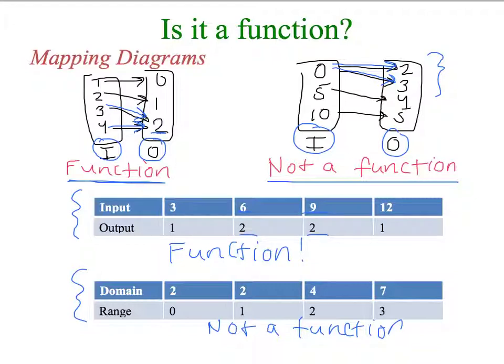That's okay. For the second one, you have the same input that gives you different output. That is not okay for the function, and so that is not a function. Also note that here we have inputs and outputs in domain and ranges. Inputs are the same thing as domain, and outputs are the same thing as range.